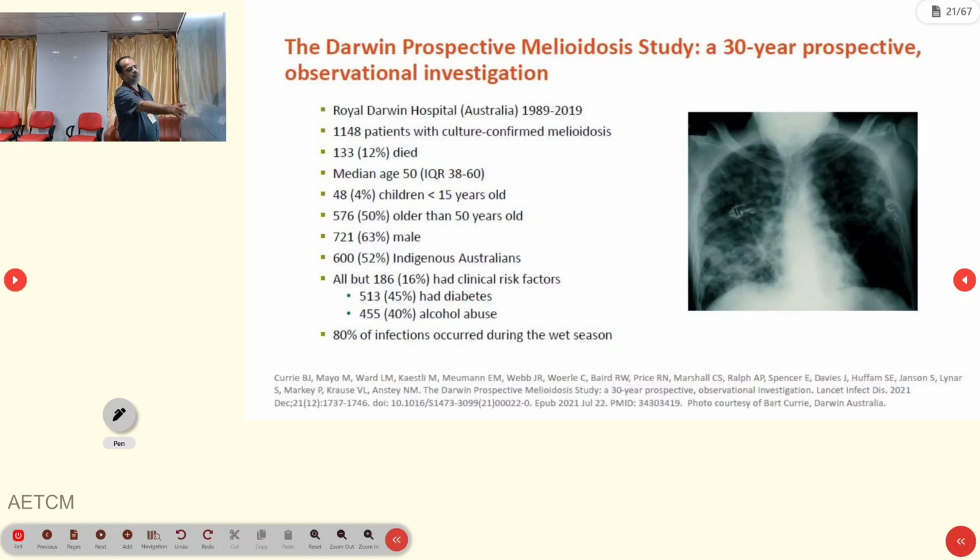80% of the infections occur during the wet season. So during the rainy season only you've seen these acute cases, but during other seasons you will find these chronic ones, deep-seated abscess. In rainy season, expect pneumonia, sepsis. In other seasons, expect a deep-seated abscess.